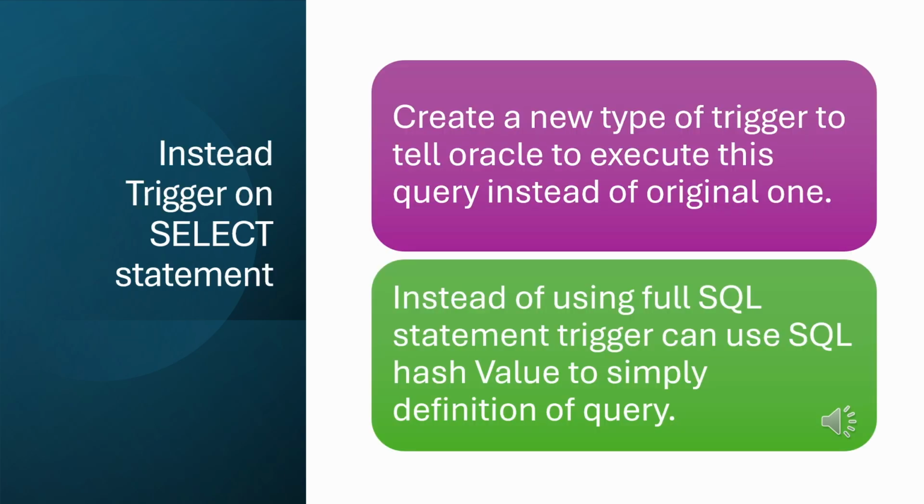Instead of a trigger on the SELECT statement, create a new type of trigger to tell Oracle to execute this query instead of the original one. Instead of using full SQL statements, triggers can use the SQL hash value to simplify the definition of the query. When creating a trigger nowadays, we have only one value like the table name. Instead of table names, we can use SQL hash values to minimize the definition of the SQL trigger, which will be helpful.